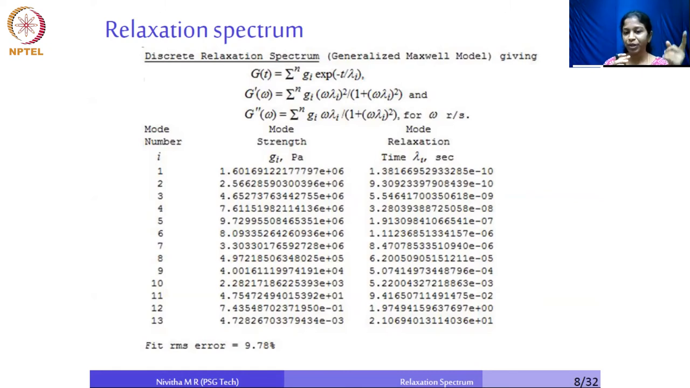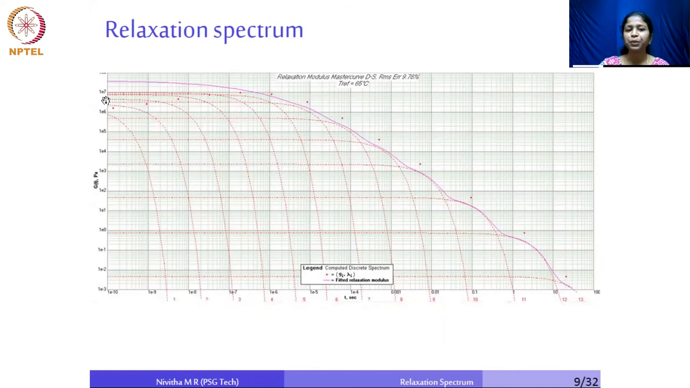Right. So you can now connect to the discussion that we had a few slides back regarding the different mechanisms responsible for relaxation and the times. There might be some mechanism which will happen quickly. Those are given by the smaller relaxation times, and some mechanism which will take a longer time is given by the larger relaxation times. We said we have 13 Maxwell elements, right? So we have now represented those individual responses.